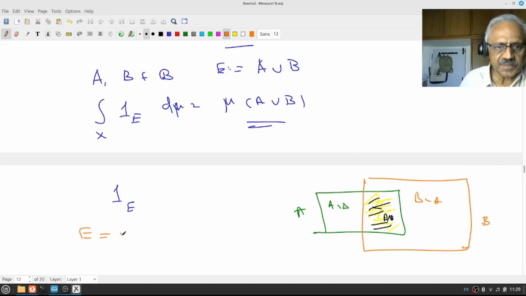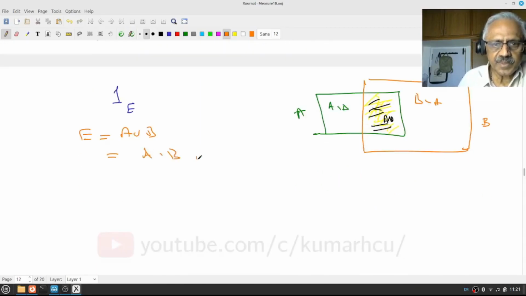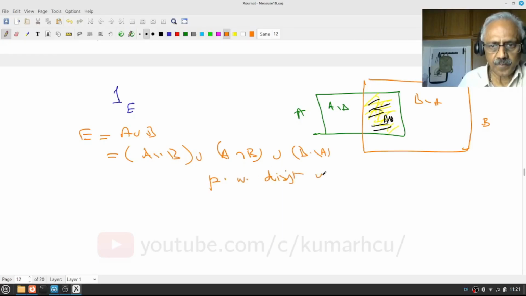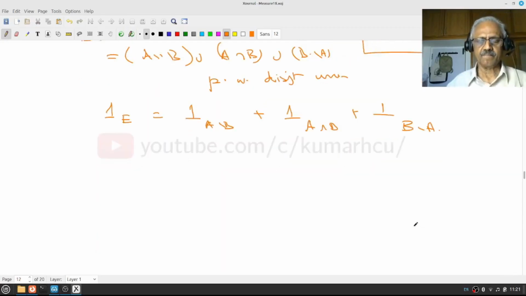Therefore my E, which is A union B, I can write as A minus B union A intersection B union B minus A. And this is a pairwise disjoint union. Therefore, the indicator function of E is nothing other than the indicator function of A minus B plus the indicator function of A intersection B plus the indicator function of B minus A. Correct?